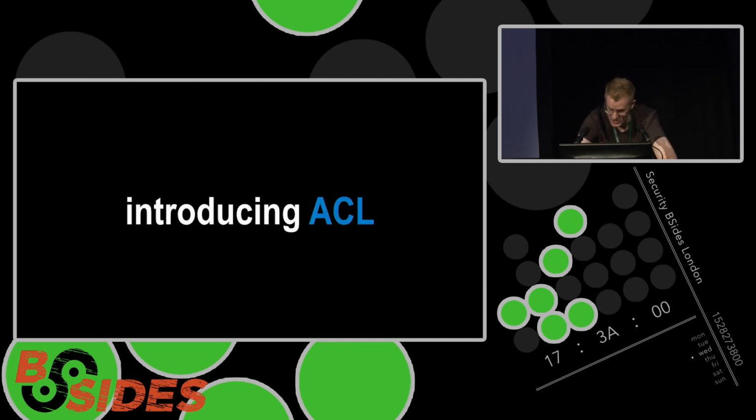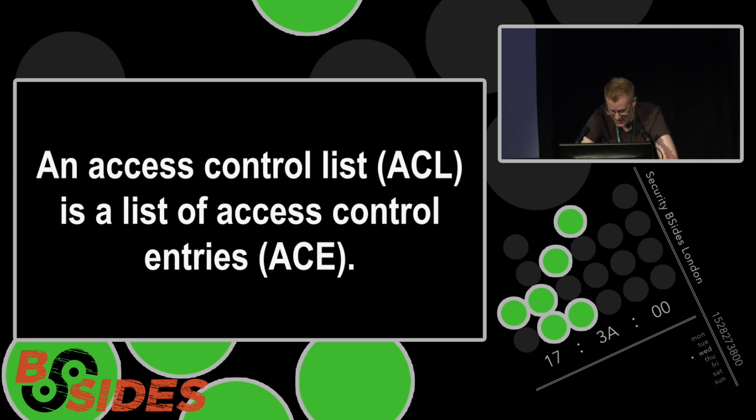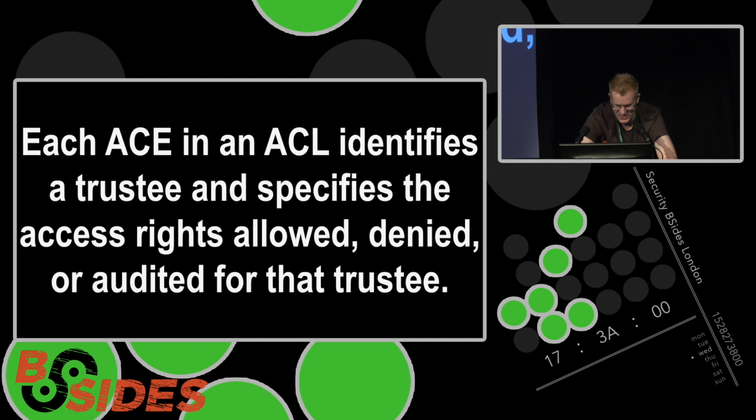Right, introducing ACLs. Microsoft says an ACL is, and this is really confusing when you read it, an access control list is a list of access control entries. Yep. Each ACE is an ACL. Oh, that's just confusing. Basically, you're delegating rights, and you're saying who can use what.